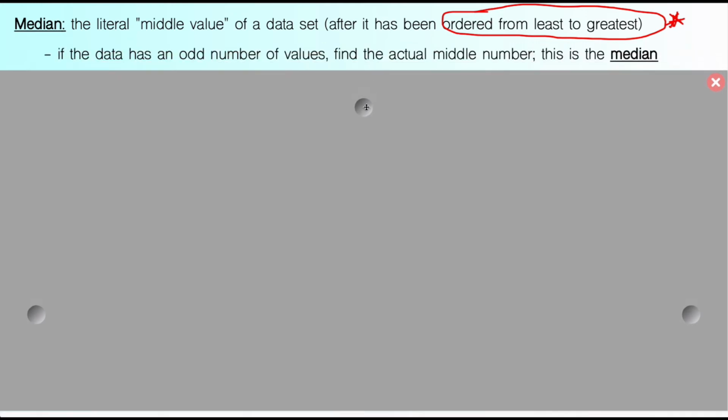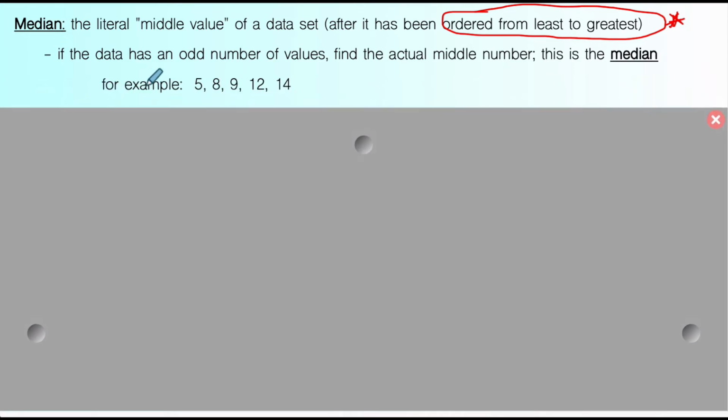So there's two scenarios here. Scenario one, if the data has an odd number of values in it, you can actually find one single middle number, and that's going to be your median. So for example, 1, 2, 3, 4, 5. I have an odd number of values in this set of data. So that means smallest, largest, next smallest, next largest. I have one middle number. 9 is the actual median of this data set because it falls dead smack in the middle of the data.